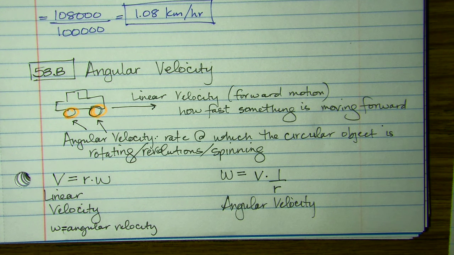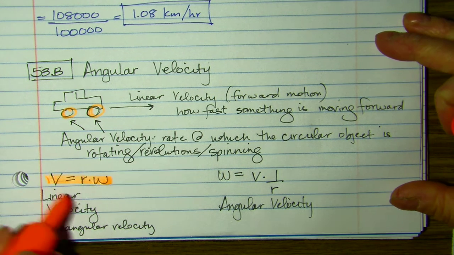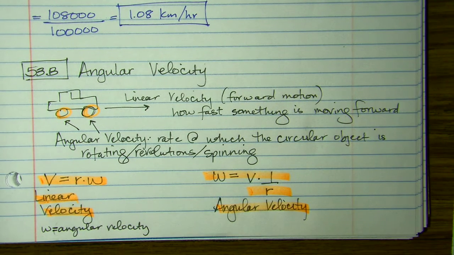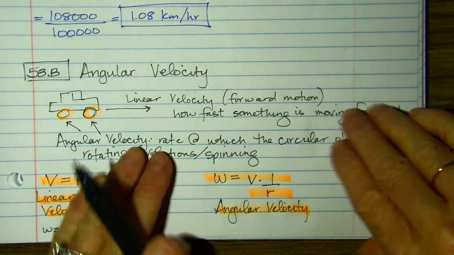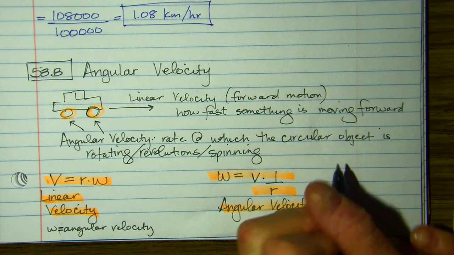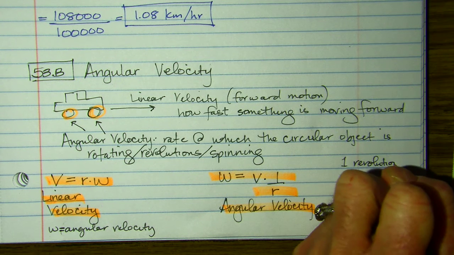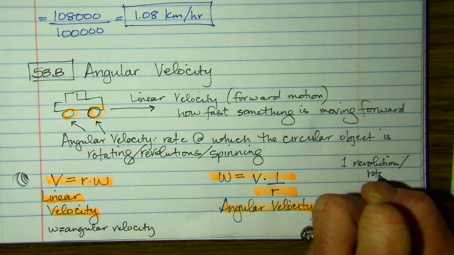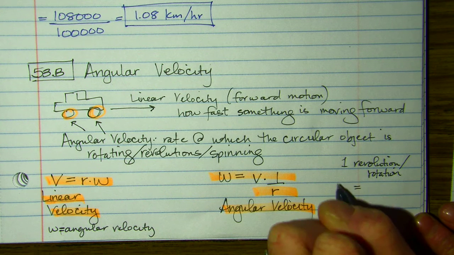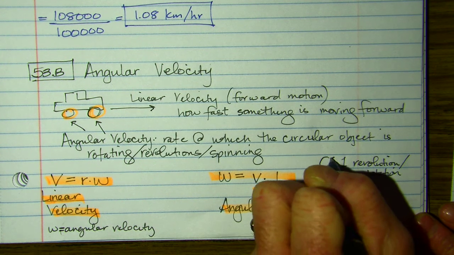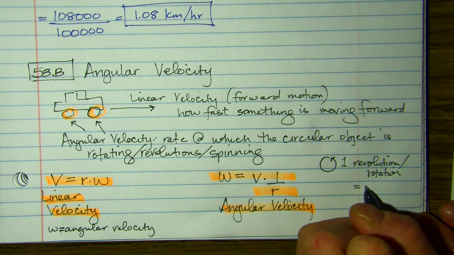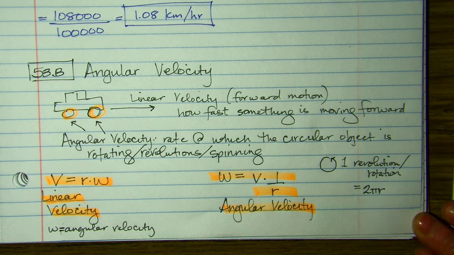All right, sorry, my computer timed out, so I want to make sure I unlock my screen. So here are my two formulas we're going to be using. Here's linear velocity. Here is angular velocity. A couple things. One revolution, another word for revolution is rotation, equals, if I do one full rotation of a circular object, then one rotation or one revolution would be the formula of circumference, which is 2 pi r.